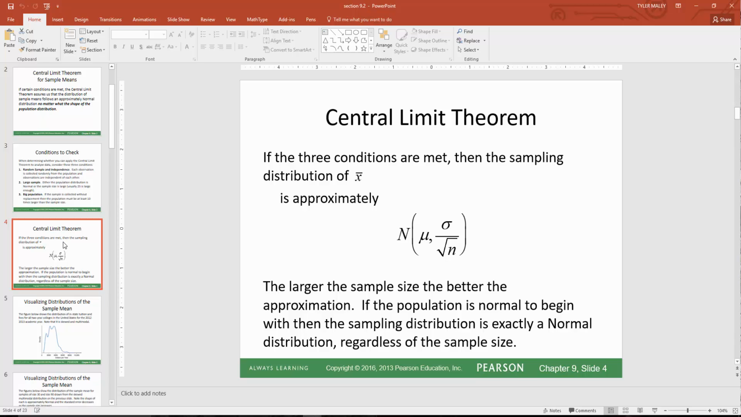So if all of these are met, then the sampling distribution of x bar is approximately going to be a normal distribution with a mean mu and a standard deviation of sigma divided by the square root of n. Or in this case, remember, we use the term standard error here, because this is of a sampling distribution. So the larger the sample size is, the better the approximation becomes. If the population is normal to begin with, then the sampling distribution is exactly a normal distribution regardless of the sample size. So those are some key points to think about.